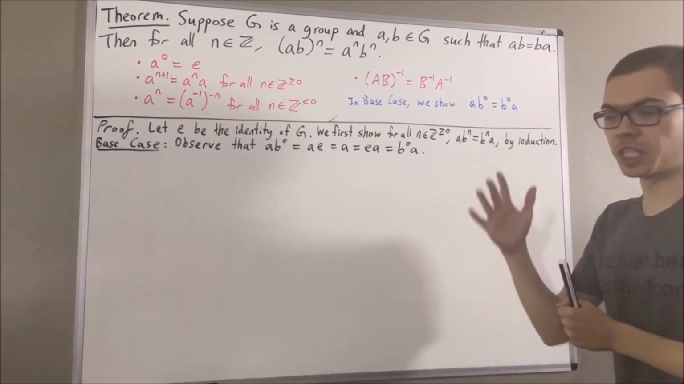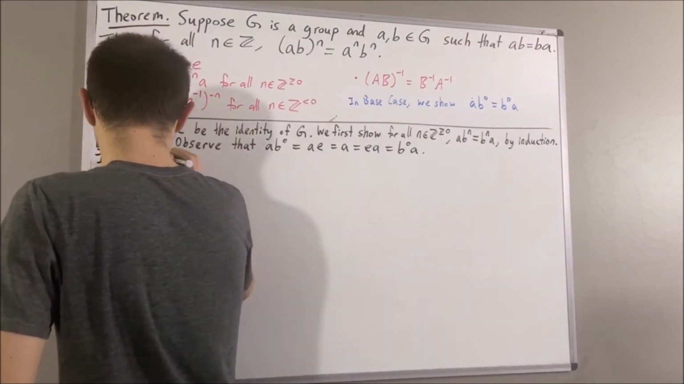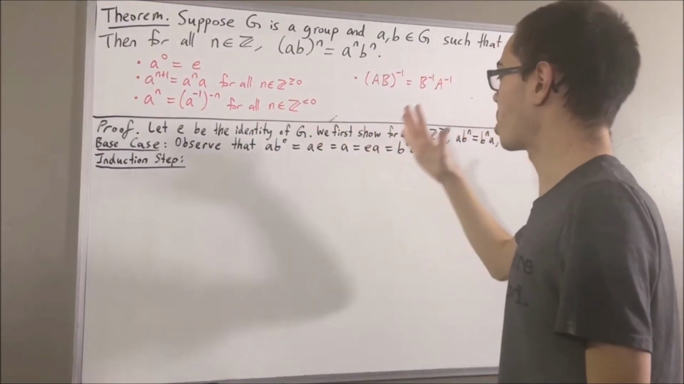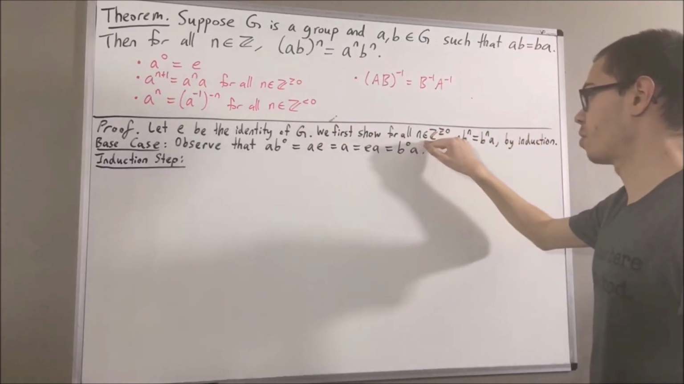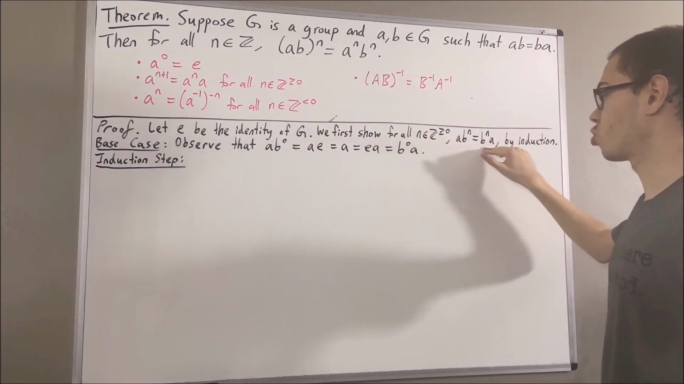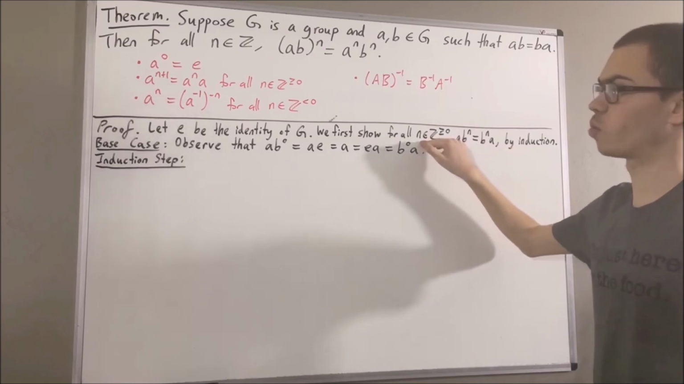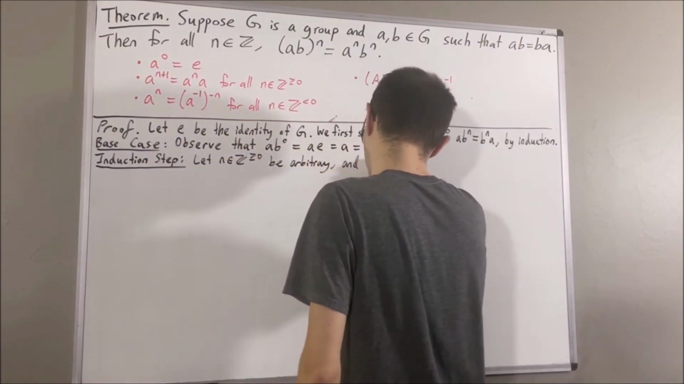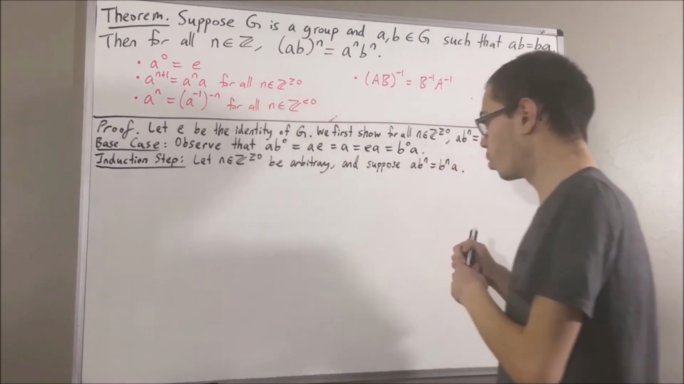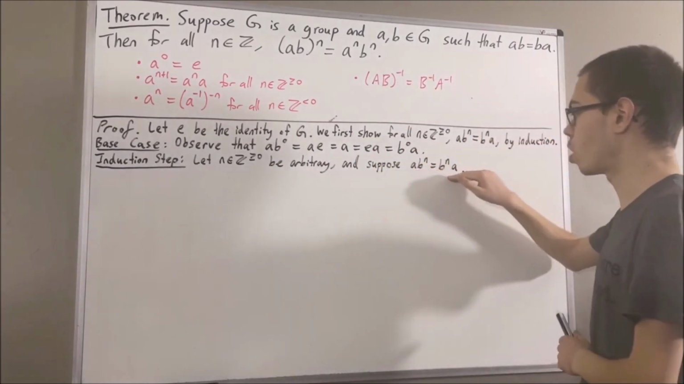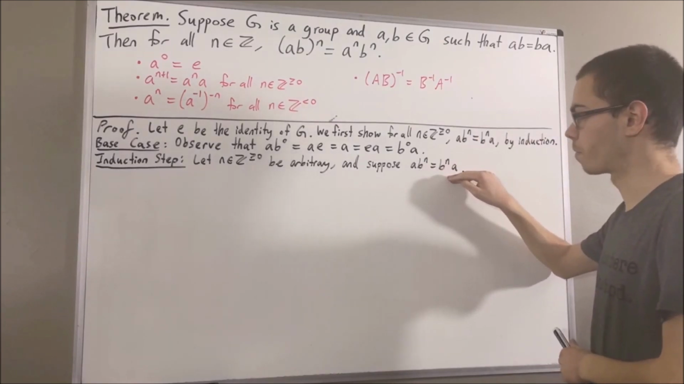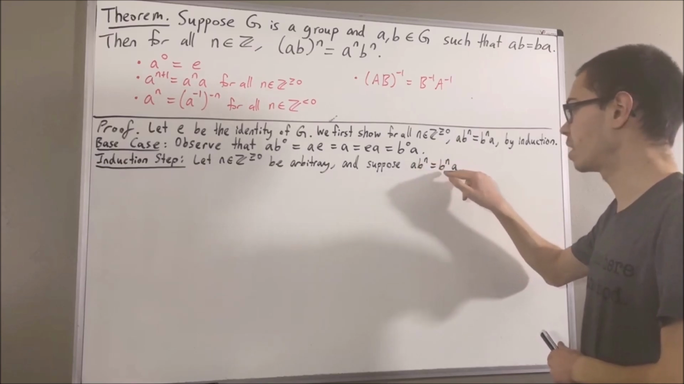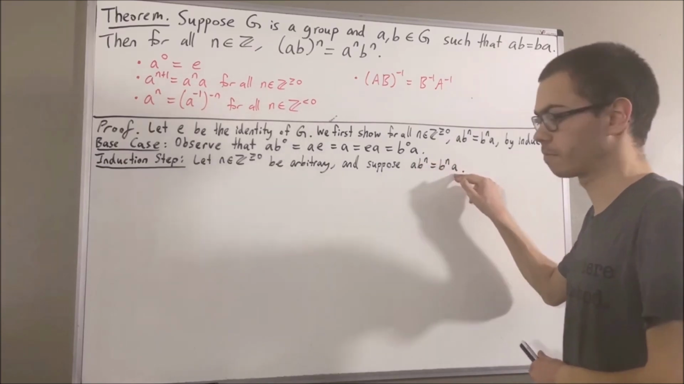Now let's move on to the induction step. In the induction step, we give ourselves an arbitrary integer n greater than or equal to 0, and we assume that this equality is true for that arbitrary integer n. And the whole goal of the induction step is to show that this equality is also true for n plus 1. So we want to show that a(b^(n+1)) is equal to (b^(n+1))a.